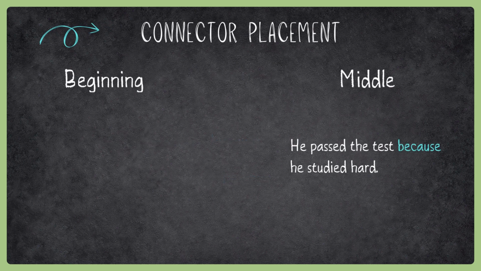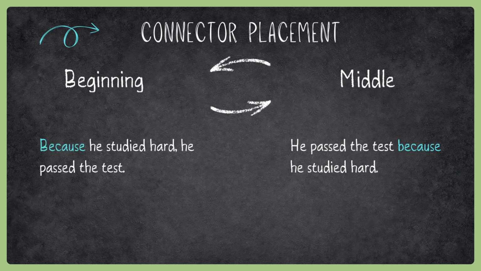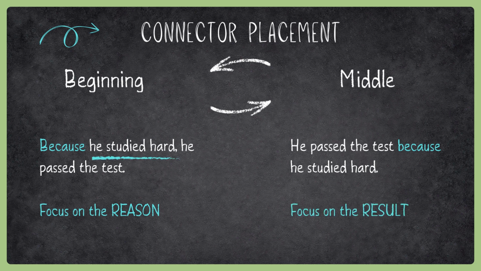You can put because in the middle of a sentence or at the beginning, depending on what you want to emphasize. Because he studied hard, he passed the test. Both are correct. The difference is small, but here's the tip. When you start with because, you focus more on the reason. When you put it in the middle, you focus more on the result.